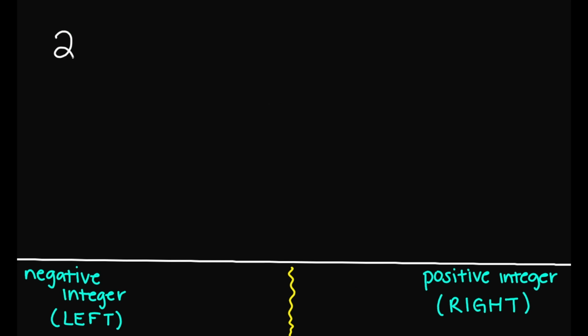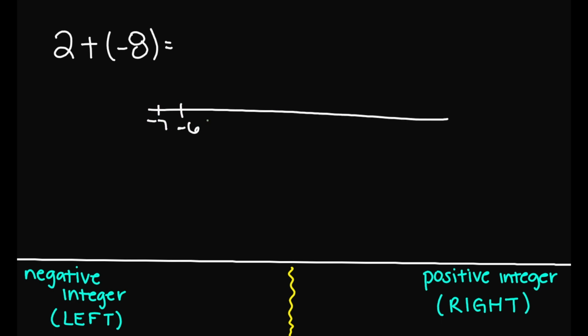Let's try 2 plus -8. We're going to get our number line ready. Let's do -7, -6, -5, -4.